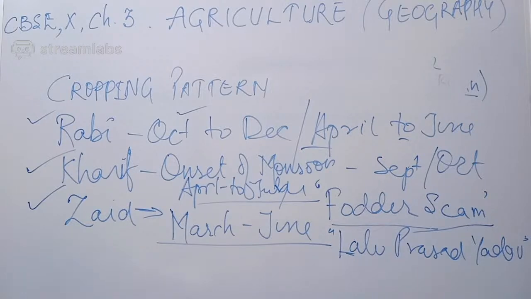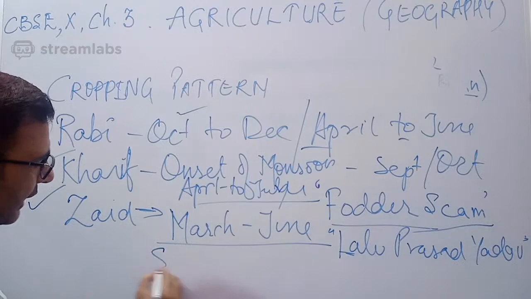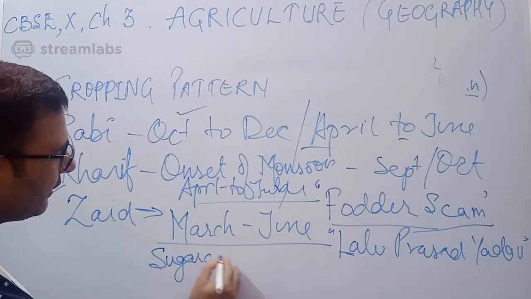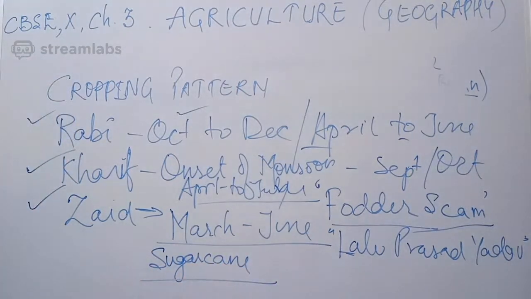Now let's move back to the topic, that is Zaid. Some crops produced during the Zaid are watermelon, muskmelon, cucumber, vegetables and fodder crops. Sugarcane is also a Zaid crop and takes almost a year. Our sugarcane also comes in the list of Zaid crops and it takes nearly 1 year. Nearly it takes 1 year.